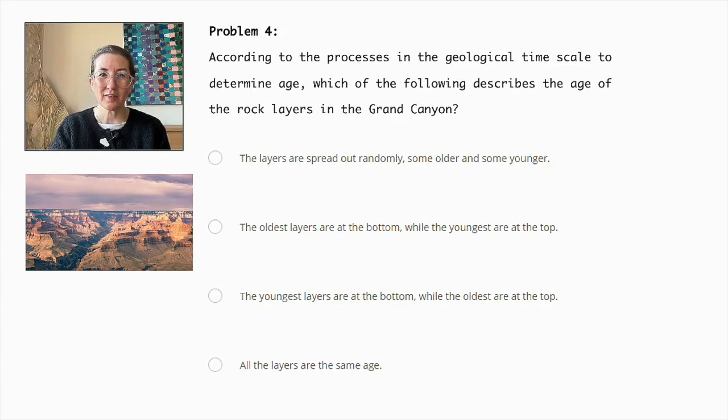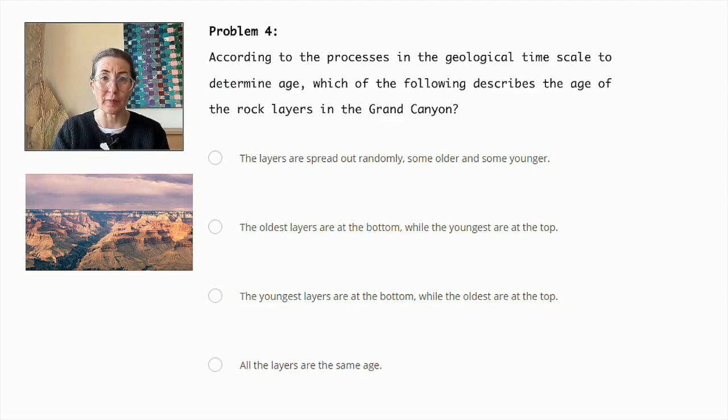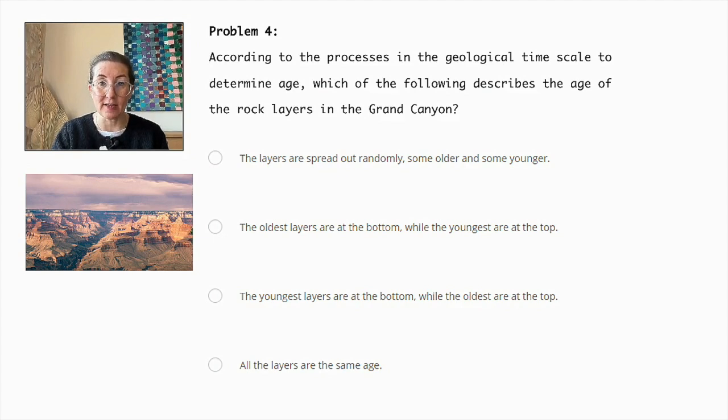Problem number 4. According to the processes in the geological timescale to determine age, which of the following describes the age of the rock layers in the Grand Canyon? The layers are spread out randomly, some older and some younger. The oldest layers are at the bottom while the youngest are at the top. The youngest layers are at the bottom while the oldest are at the top. Or all the layers are the same age.